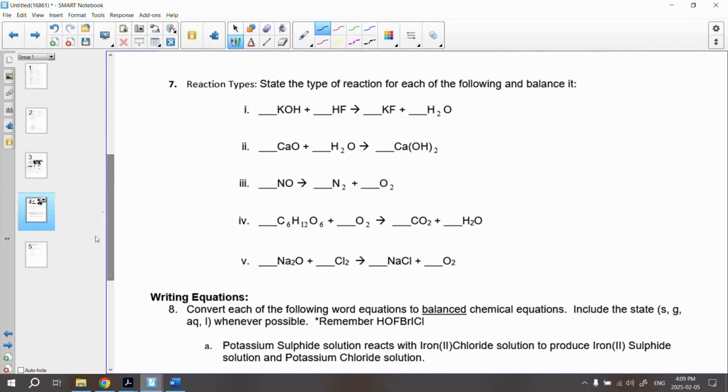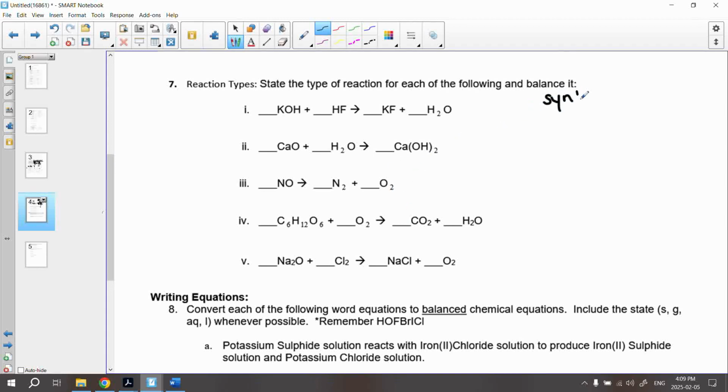Okay, if we take a look at reaction types, I'll just remind you of the reaction types that you looked at last year. So I'm going to give you a general formula for each one and see if you can match them up to the examples over here.